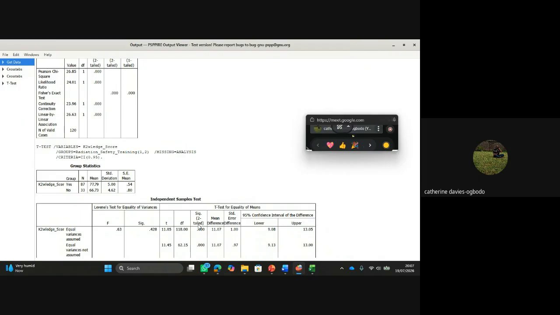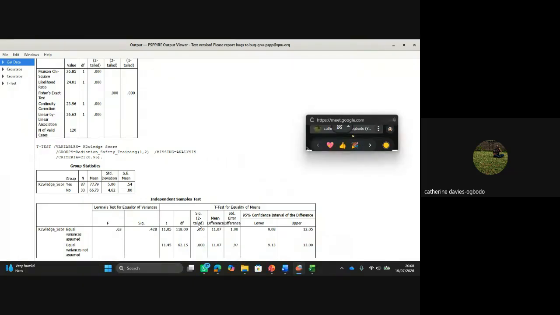Anyways, that aside. So P is 0.0 and it is less than 0.05. So we are rejecting the null hypothesis. And the null hypothesis says that those who received radiation safety do not have higher knowledge scores than those who did not. So it's a negation, and we're rejecting that. So what we're basically saying is that those who received radiation safety have higher knowledge scores than those who did not.